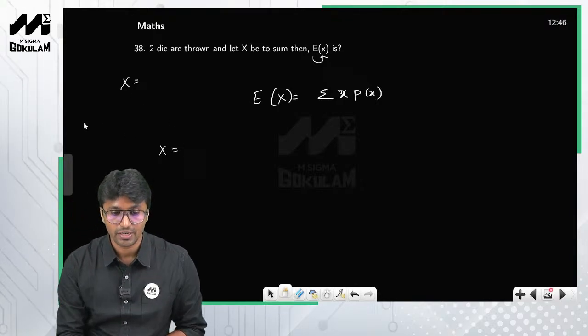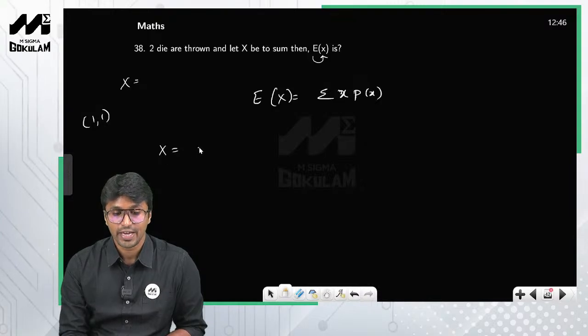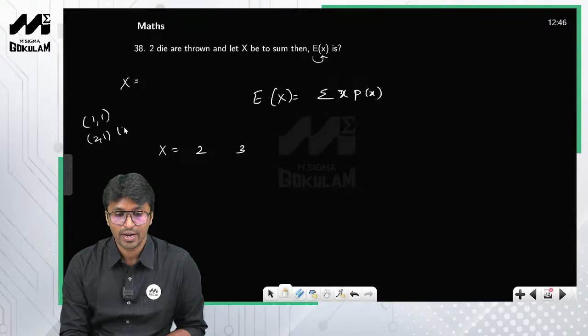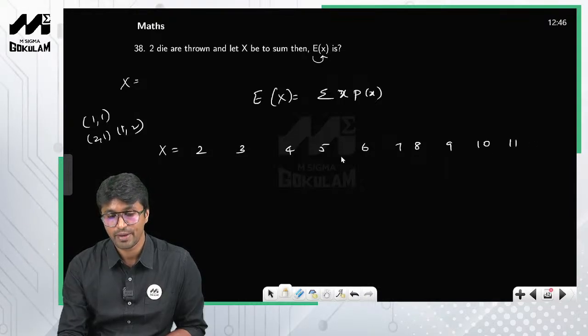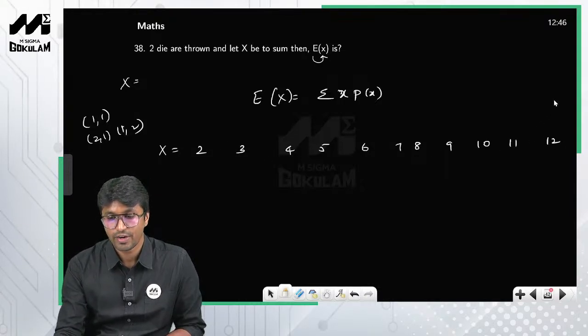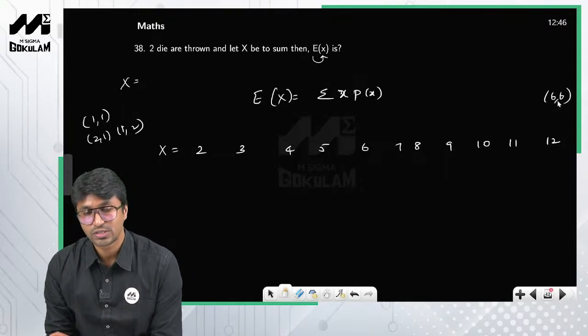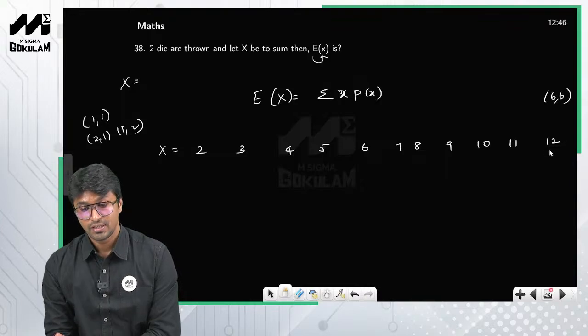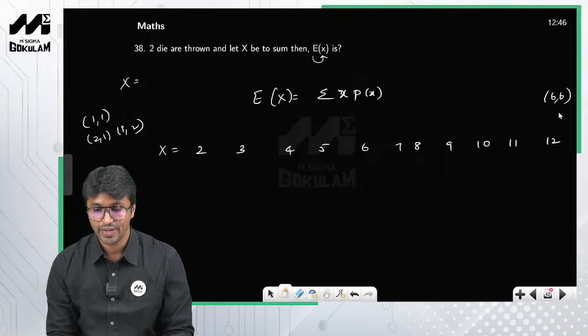So listen, if you get 1 comma 1 on both the dice, what is the value of x? x is equal to 2, right? You can also get 2 comma 1 and 1 comma 2, so x can also take 3, 4, 5, 6, 7, 8, 9, 10, 11, and what is the maximum value that x can take? 12, right? Because you get 6 comma 6. Listen, when you get 6 on both the dice, the value of x represents the sum, so therefore the value of x will be 12.